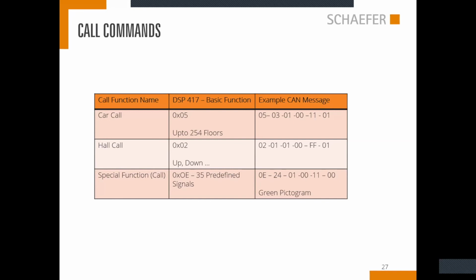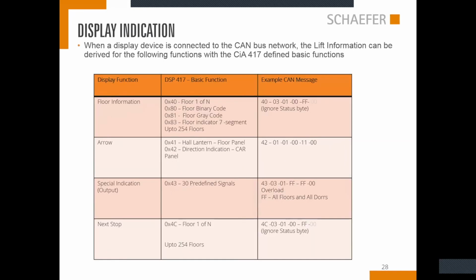So now let's go to the display indication. For a normal display, we always use the basic function 0x40, where each floor is sent. So floor 1 is 1, and the subfunction is the floor value. Here we have 03 as subfunction, so that means it's the third floor, and it can go up to 254.